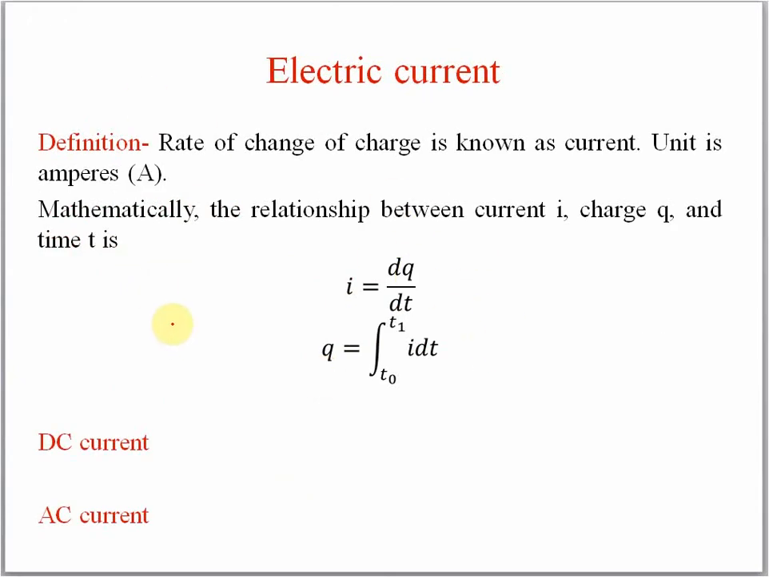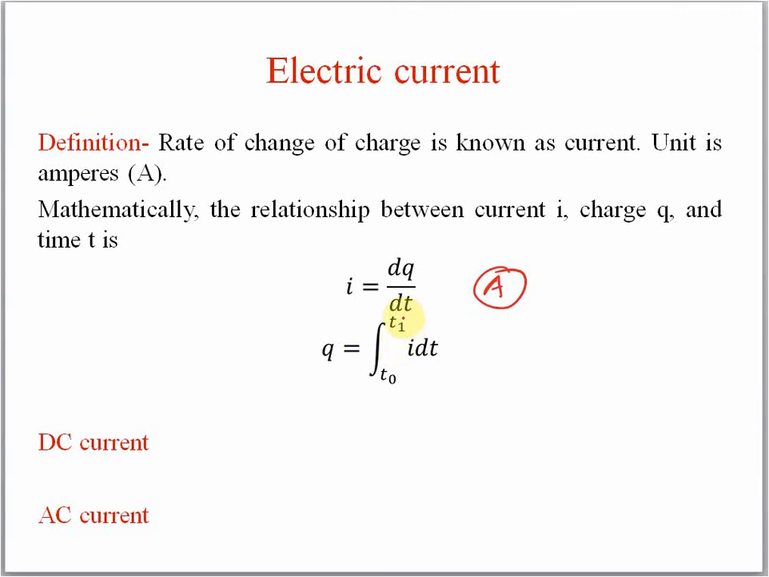What is electric current? Definition: the rate of change of charge is known as current. Charge is q, and the rate of change of charge, that means q with respect to time, will give the current. The unit of current is ampere. Mathematically, the relationship between current i, charge q, and time t is i equals dq by dt. Here q is charge, t is time, and i is current.